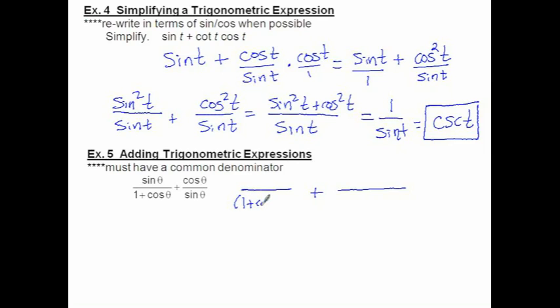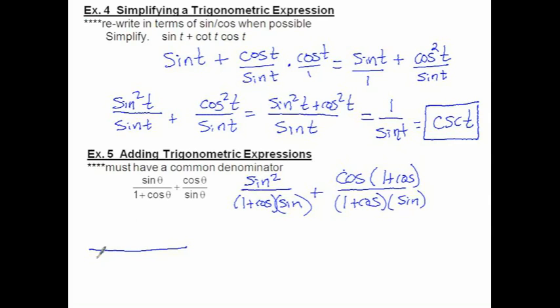So the 1 plus cosine, sine, and I'm going to leave off the theta there and just put that at the end just to save some room. 1 plus cosine and sine. So we have the 1 plus cosine, so the missing factor was sine. So sine times sine is sine squared. Here the missing factor was 1 plus cosine, so we're going to do cosine times 1 plus cosine. So since these are both the same denominators now, we can go ahead and combine it to one big fraction. 1 plus cosine times sine.